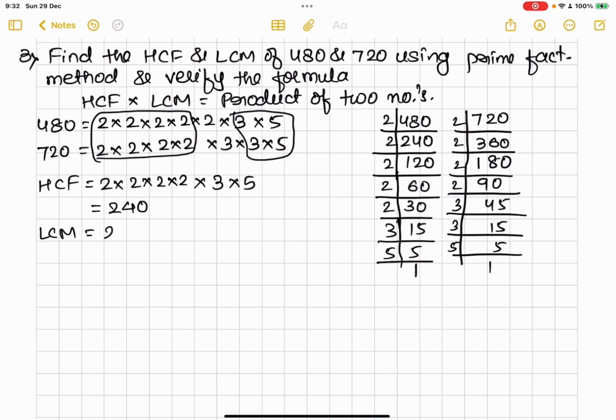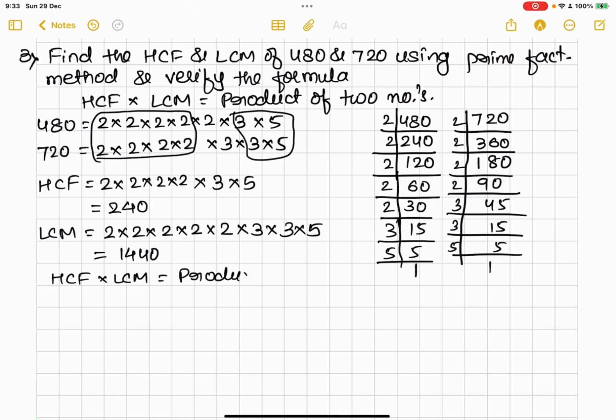Now to find LCM, what will I do? The ones which are repeated in both, I will write one time. Then one 2 is extra that I will write, and one 3 is extra that I will write. Now 3 into 5. So that is coming as 1440. Now the rule says HCF into LCM equals product of the two numbers.